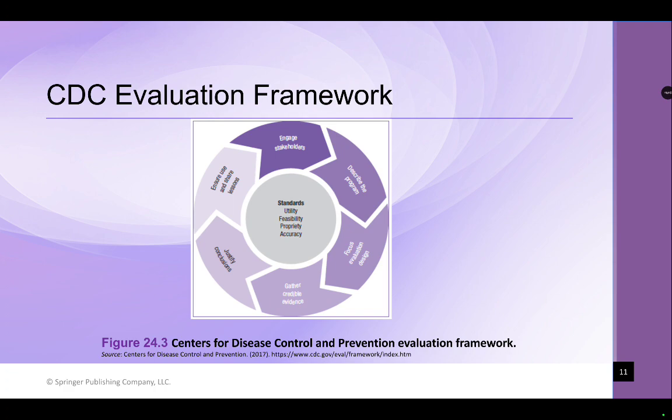In addition to these, the evaluation framework also includes the following 6 processes: engaging stakeholders to ensure their perspectives are integrated into the evaluation process, describing the program in terms of the mission, goals, and expected objectives, focusing on evaluation design, gathering credible evidence, rendering judgment based on the evaluation evidence, and then generating lessons learned and ensuring use of findings.